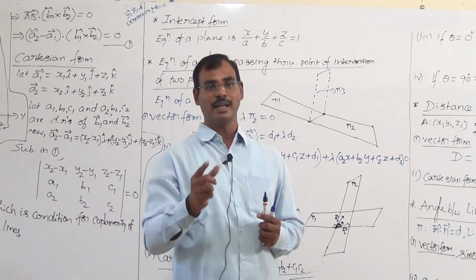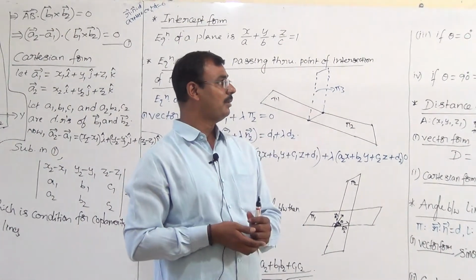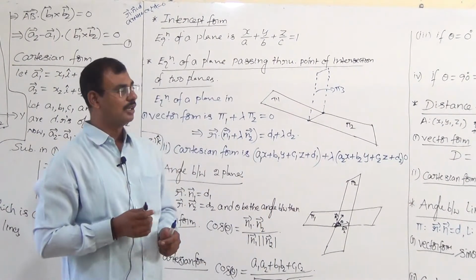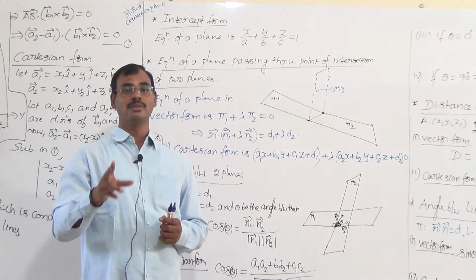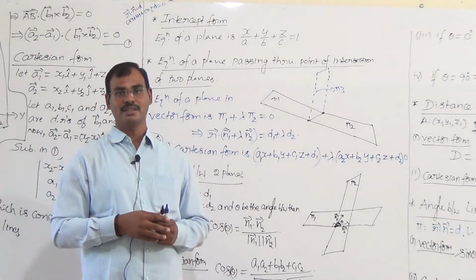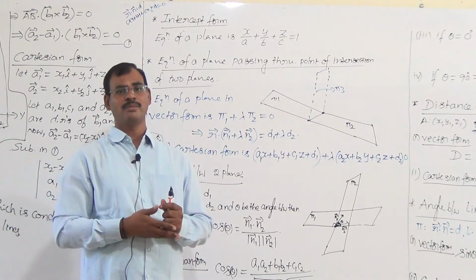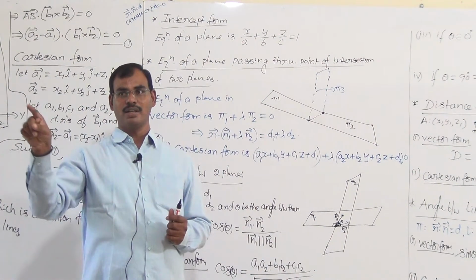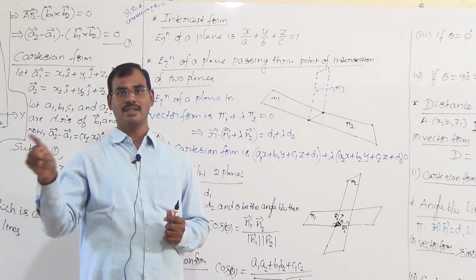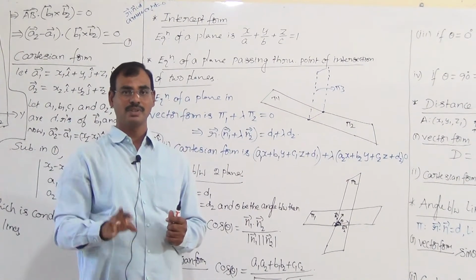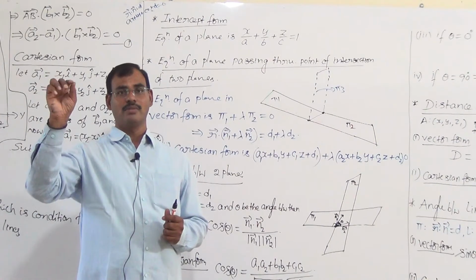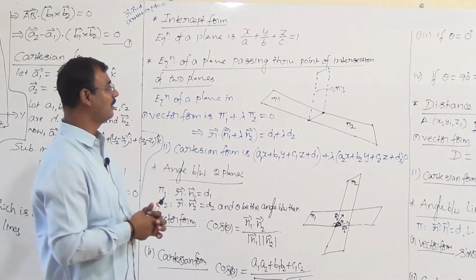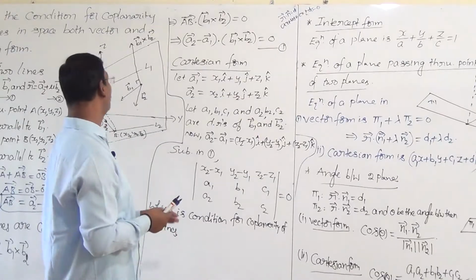Cartesian form is a(x − x1) + b(y − y1) + c(z − z1) = 0. Third one, the equation of a plane passing through three non-collinear points, is given using the matrix determinant form. Remember, in the determinant, first row you write x, y, z, second row x1, y1, z1, third row x2, y2, z2, and then x3, y3, z3. Subtract x1 in the first column, y1 in the second column, z1 in the third column, and we get the determinant equal to 0. That is the equation of a plane passing through three non-collinear points.